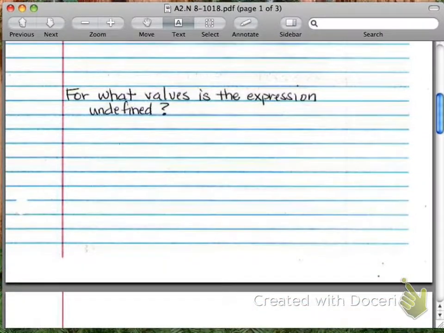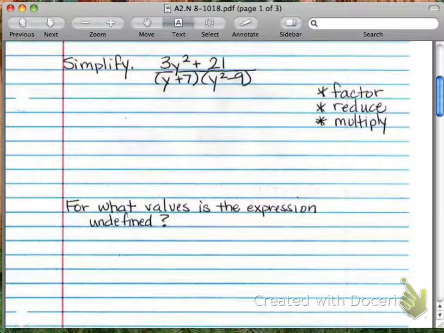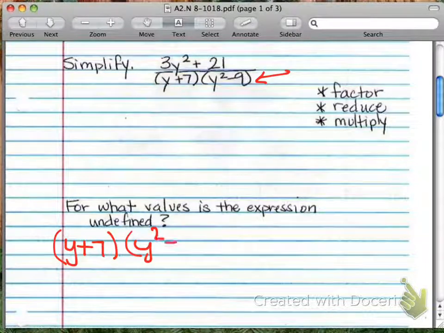Let's look at our next example. Well, actually, the next example, excuse me, let me go back up there. The next example now says find for what values the expression is undefined. So if you remember, we have to go back to the original equation. What I'm looking at is the original denominator, and the original denominator, again, is y plus 7 times y squared minus 9.